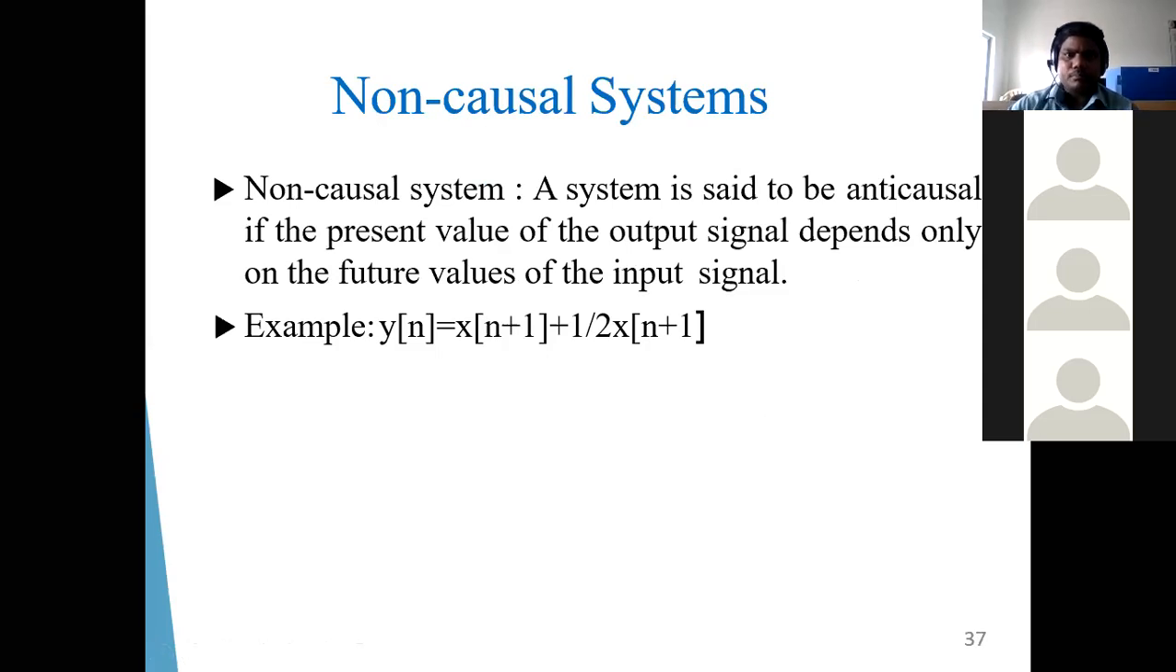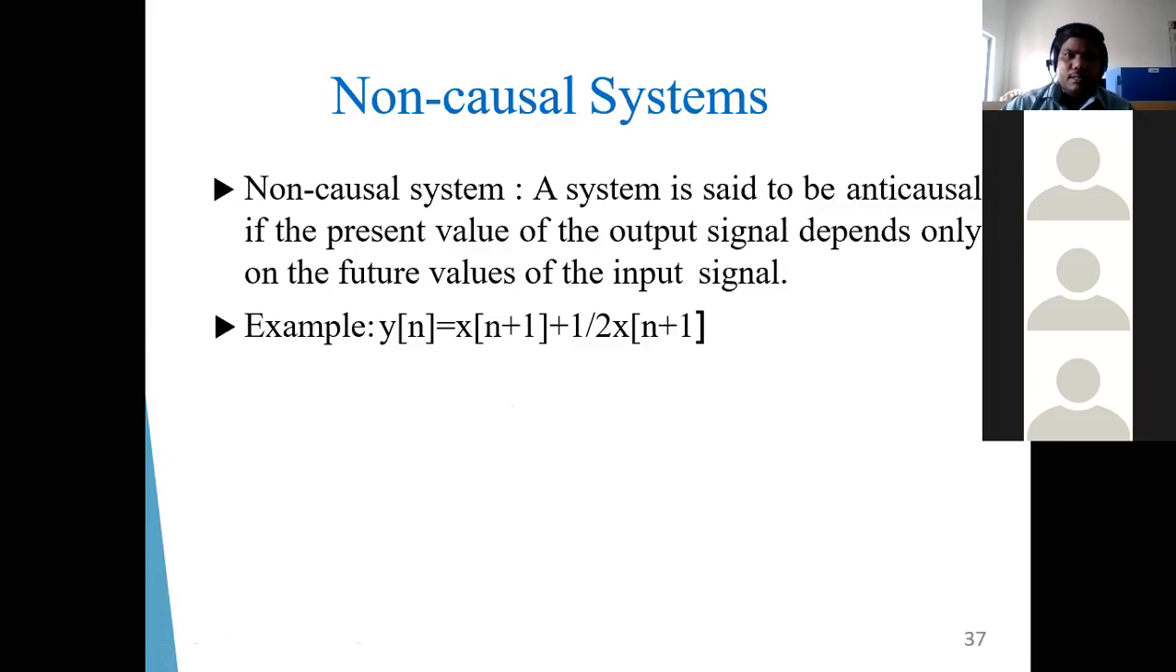Now non-causal systems. A system is said to be non-causal or anti-causal if the present value of the output signal depends only on the future values of the input signal. The future value is nothing but n plus 1. Here x of n is the present value, x of n minus 1 is the past value, and n plus 1 is the future value.